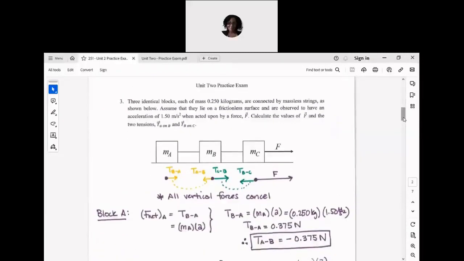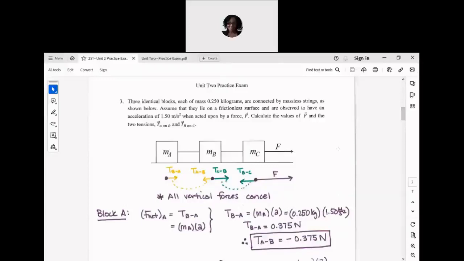Number 3 is an interacting object problem. So this is what we spent a bunch of time on in Chapter 7. We have 3 identical blocks. They're all 0.250 kilograms. They're connected by strings that are massless. They're on a surface that's frictionless. And we know that the acceleration is 1.50 meters per second squared.